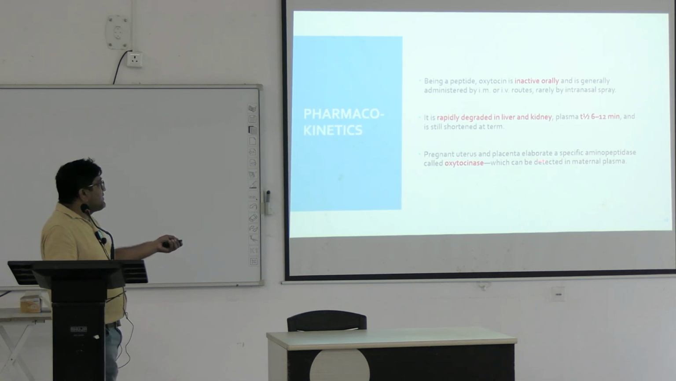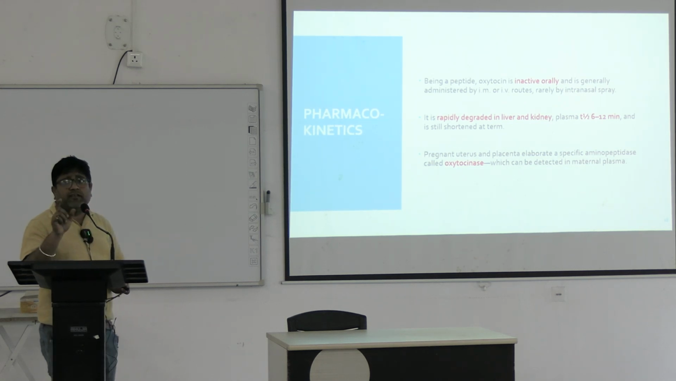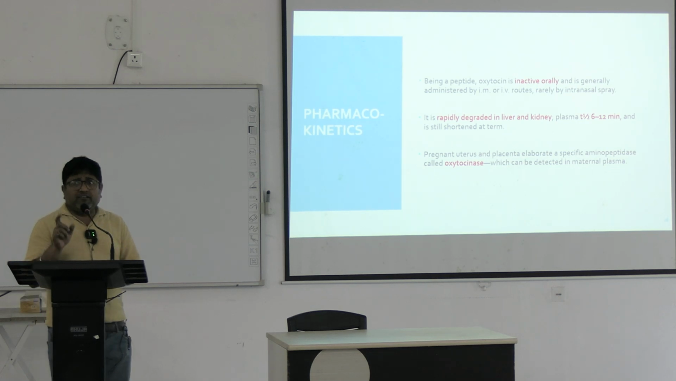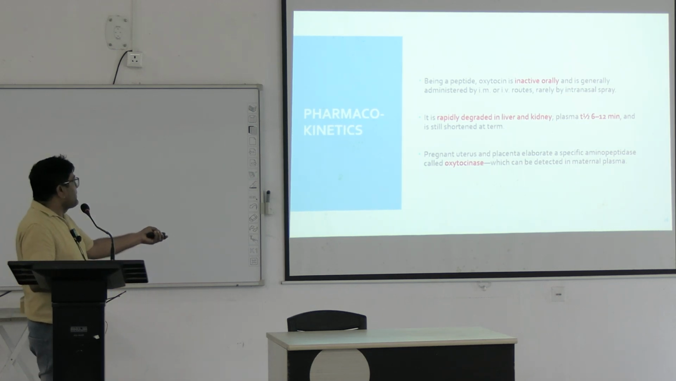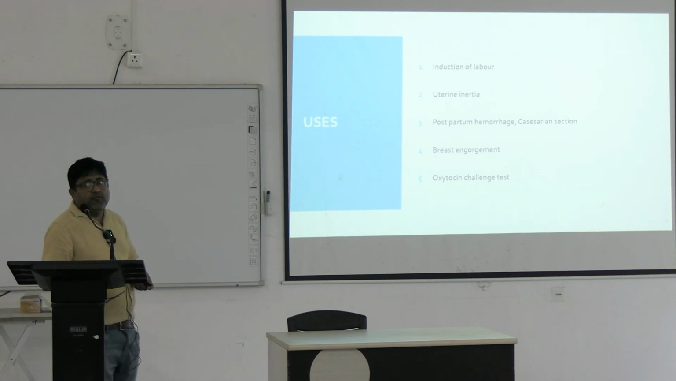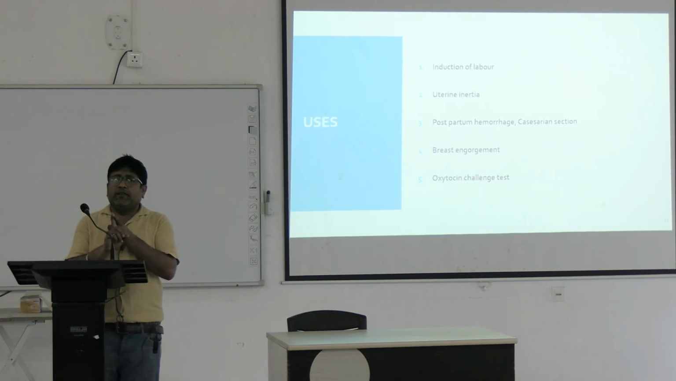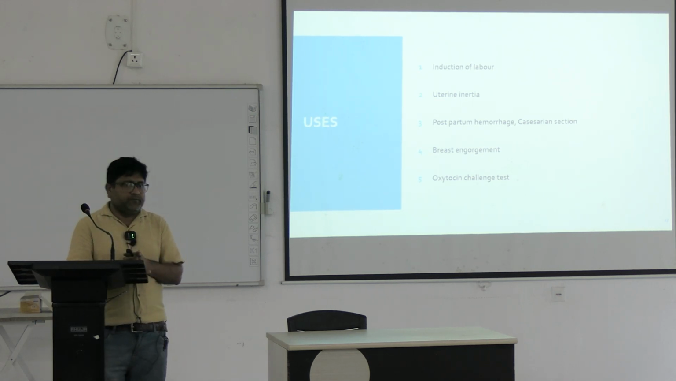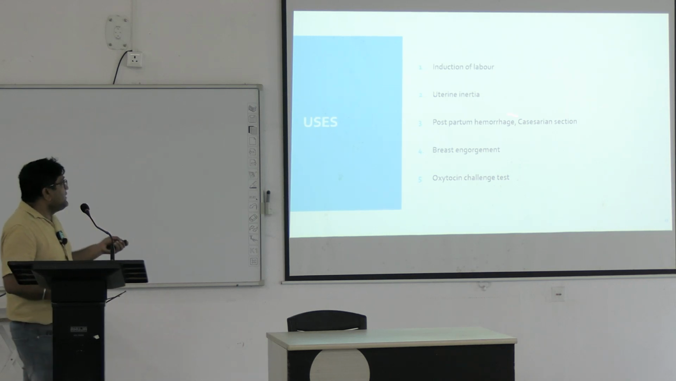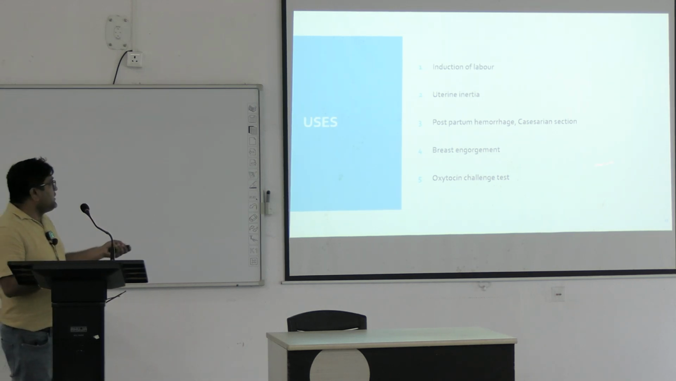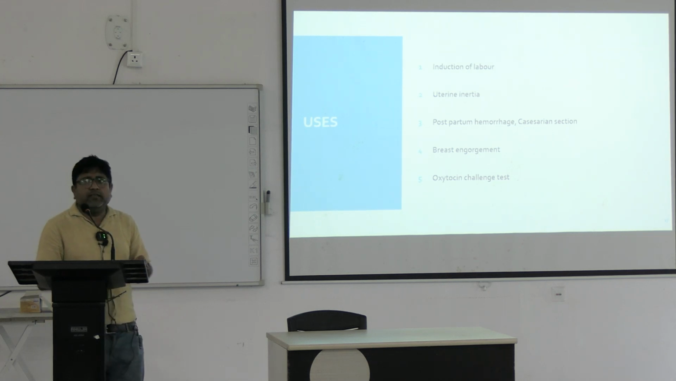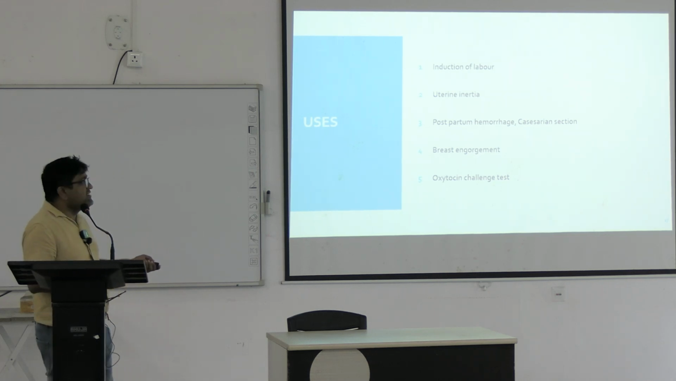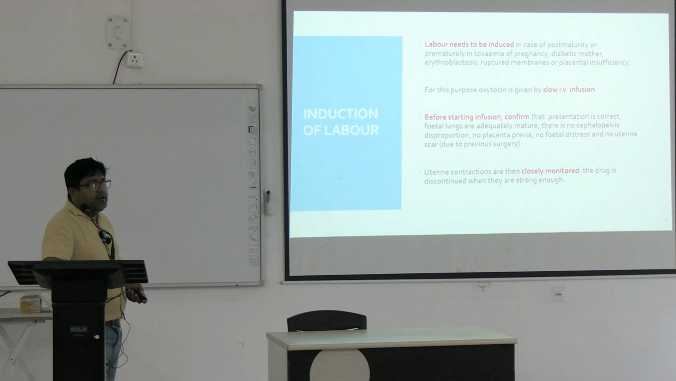The pregnant uterus and placenta elaborate certain peptides called oxytocinase that help in the breakdown of oxytocin. Uses of oxytocin: number 1, induction of labor; number 2, uterine inertia; number 3, postpartum hemorrhage, breast engorgement, and the oxytocin challenge test.